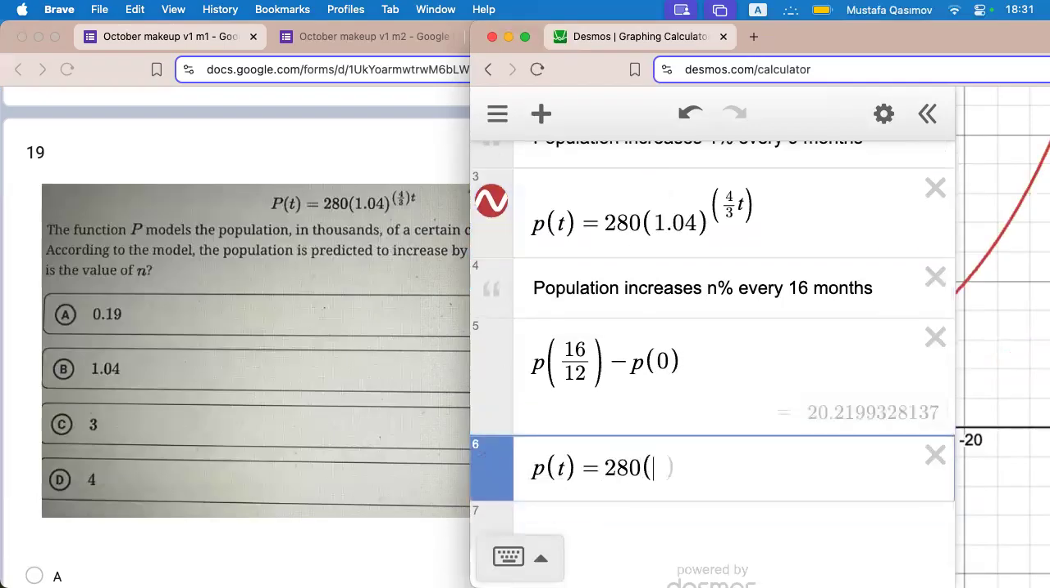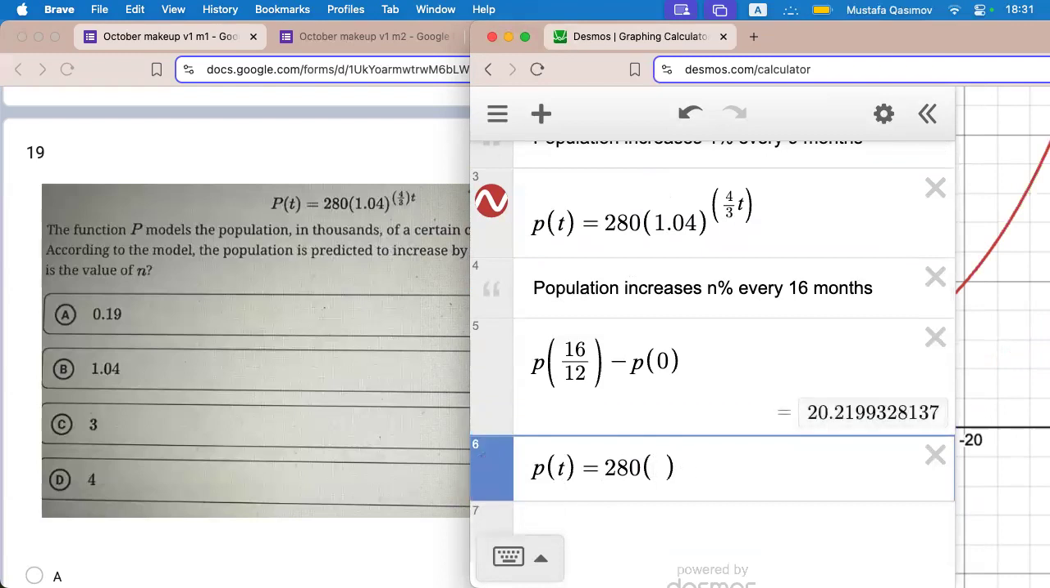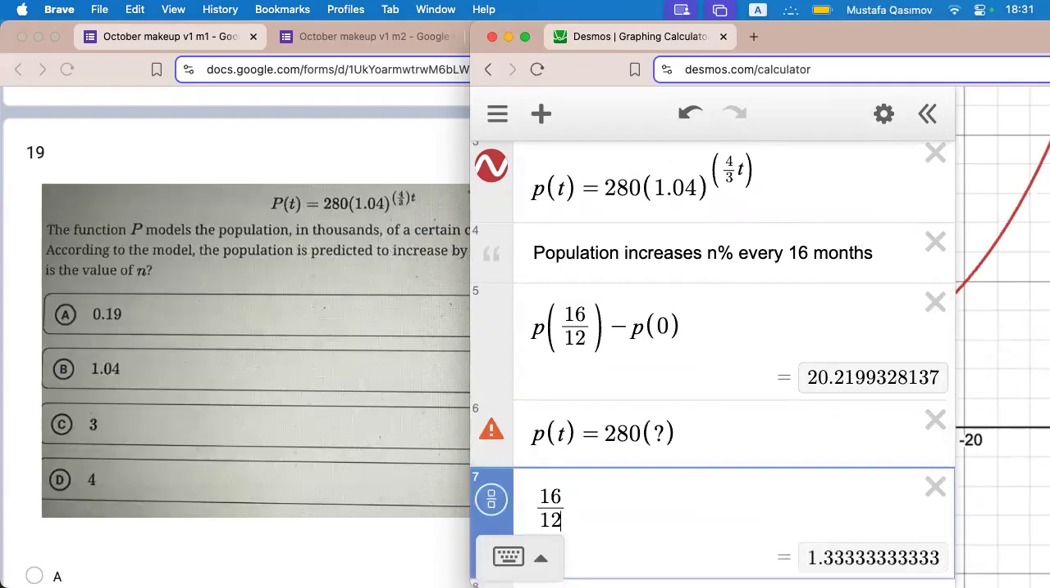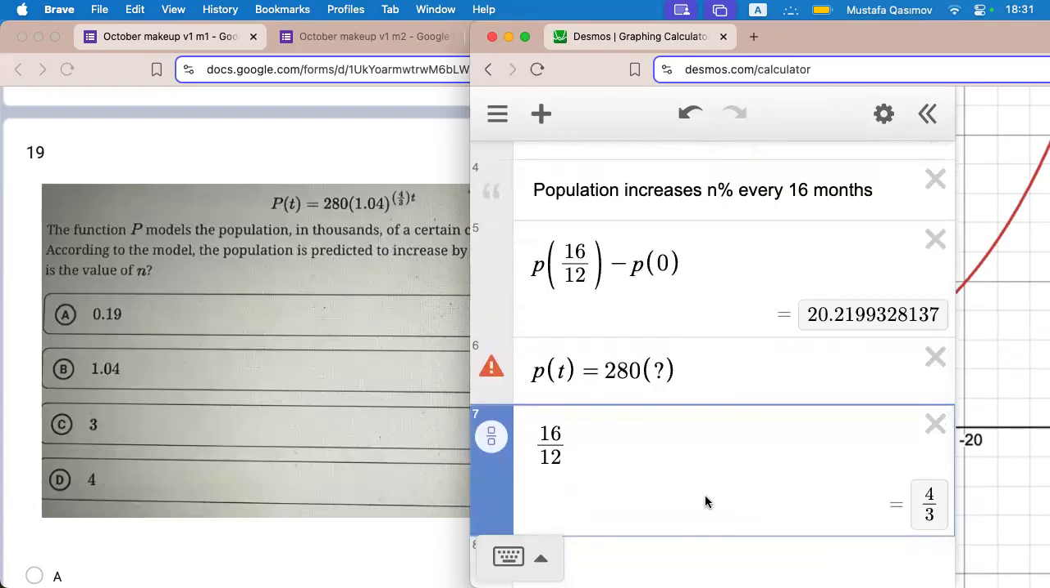280 multiplied by, okay, we don't know this part. It is, let's say, question mark. When it is 16 months, it has to be not 4 over 3, it has to be 3 over 4. Why? Because we have to do it like that. 16 over 12 is equal to 4 over 3. Then we have to find this reciprocal.